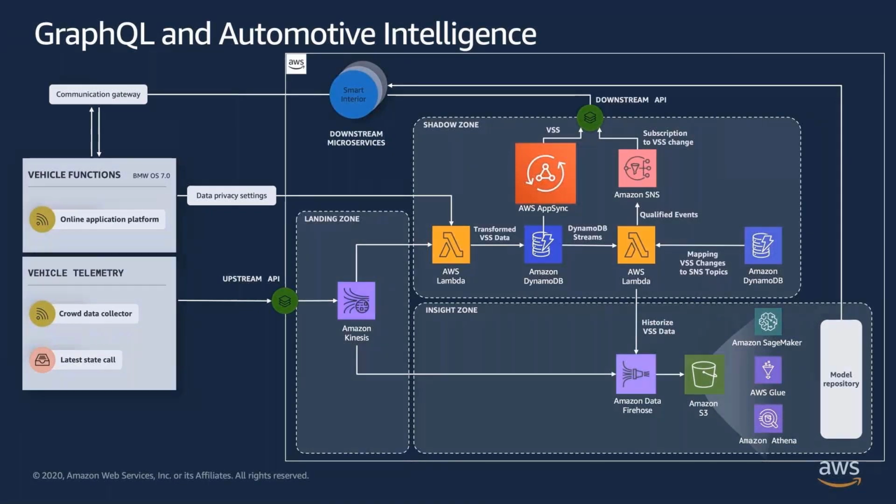We have a customer, a prominent automotive company in Europe, that uses AppSync and GraphQL to power their in-car intelligent personal assistant. Car telemetry is ingested in the system, and an AppSync API is used to power the smart assistant capabilities and applications for an entire fleet of thousands of vehicles and car owners.